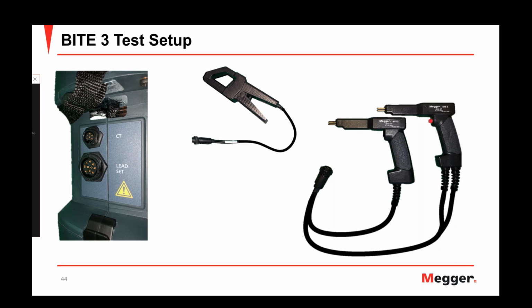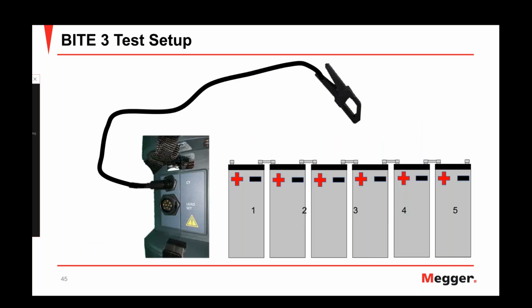So when you do use the optional CT for measuring with the BITE 3, you're going to apply it in the same manner as you apply the CT with the BITE 2P. And again, as we see here, it's going to be to the strap between cells 3 and 4.